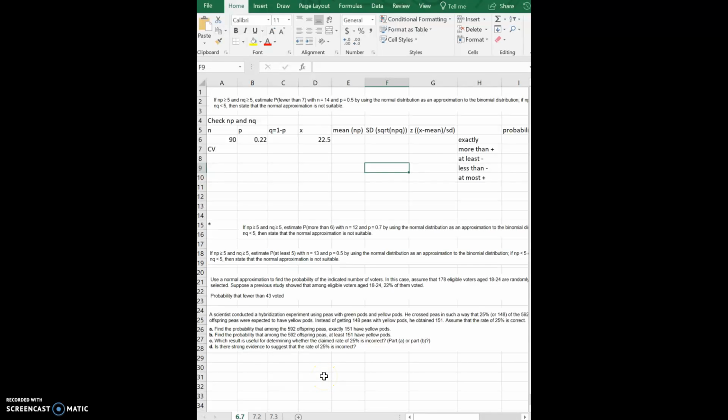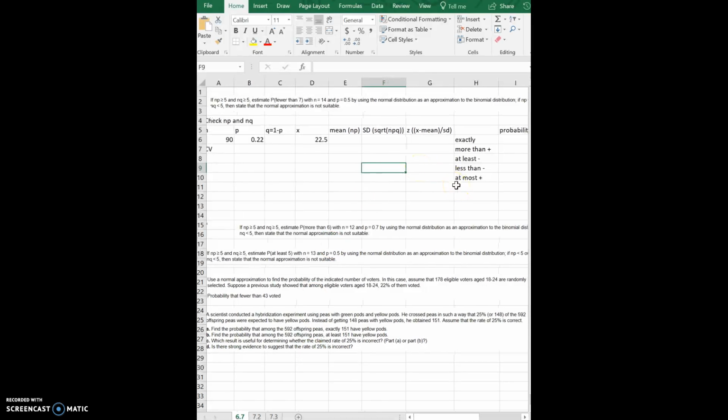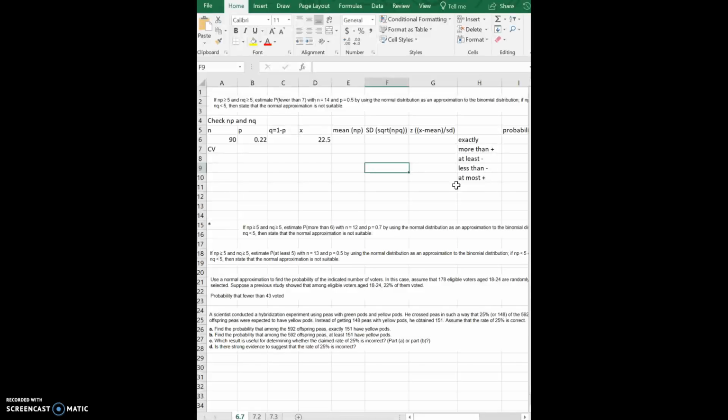Alright, so we're going to start in 6-7, and this is basically just working with your critical values. It'll also have you working just with finding probabilities given a normal distribution.